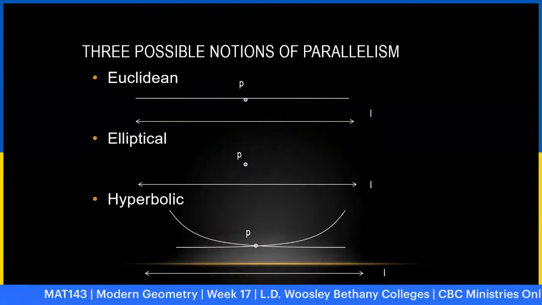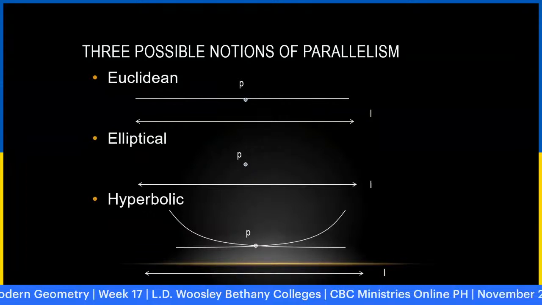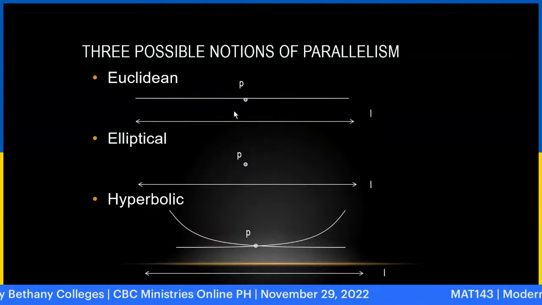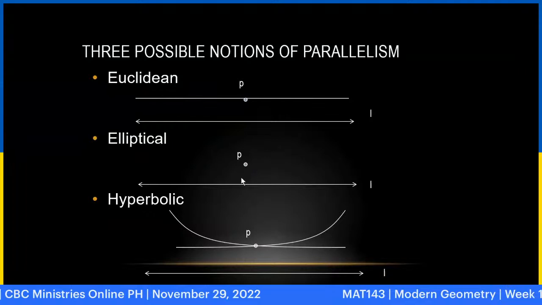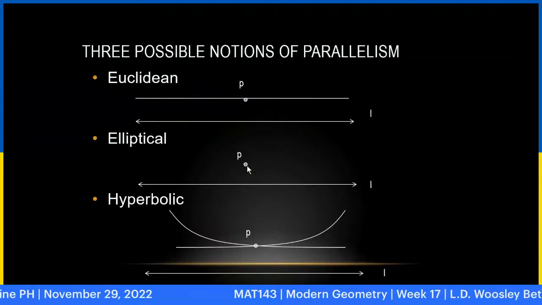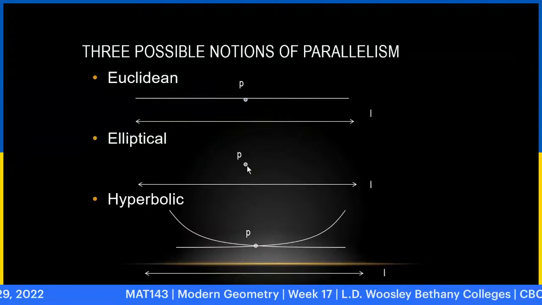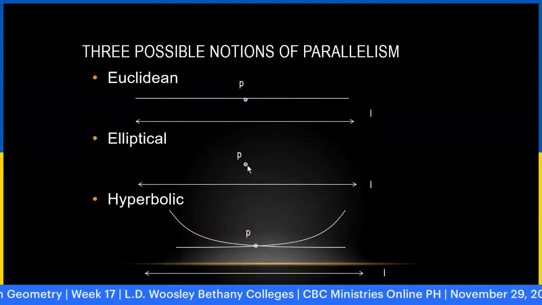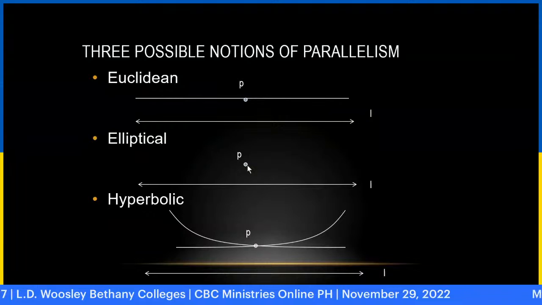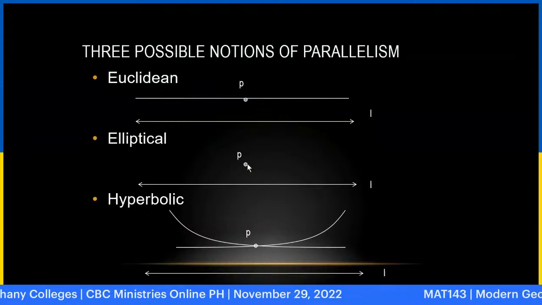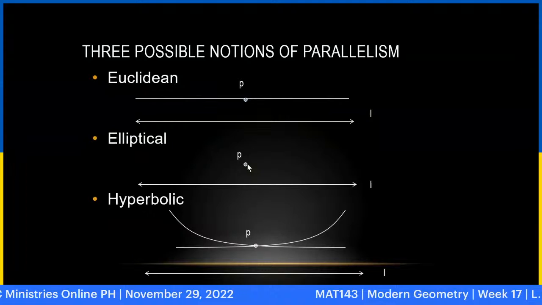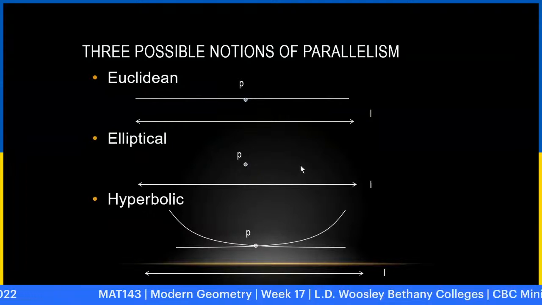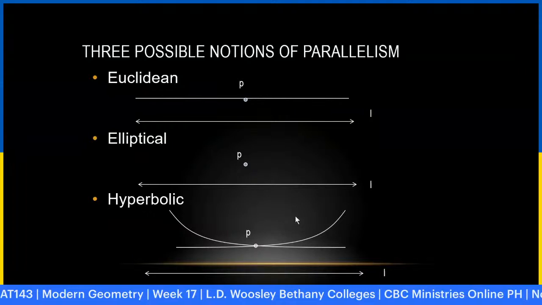All right. So these are the possible notions for parallelism. For Euclidean, only one line. For elliptical, no parallel lines at all. Everyone will intersect at a particular point. And for hyperbolic, there are an infinite number of parallel lines, right? So that's the idea for hyperbolic.